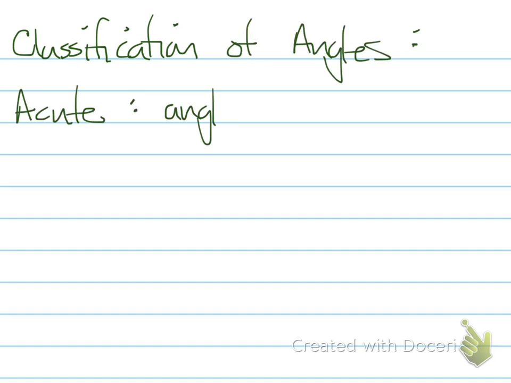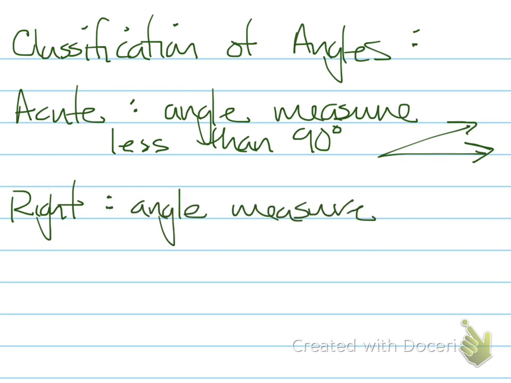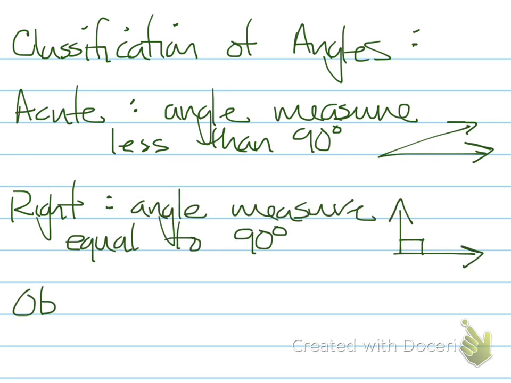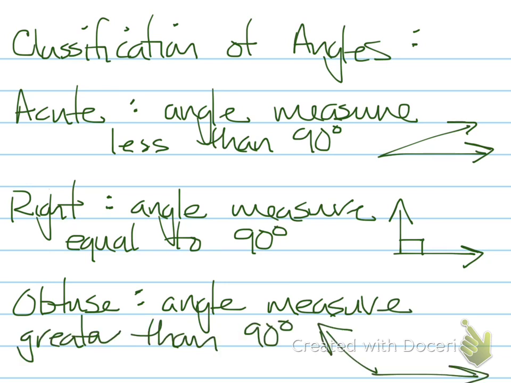There are three ways to classify an angle. Acute angles have an angle measure less than 90 degrees. Right angles have an angle measure equal to 90 degrees. And obtuse angles have an angle measure greater than 90 degrees.